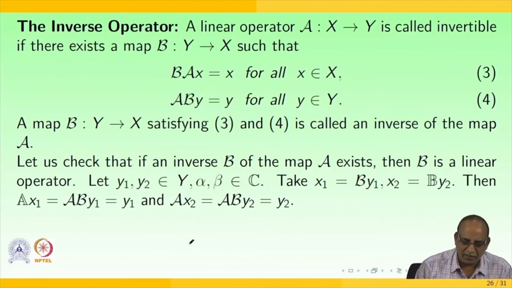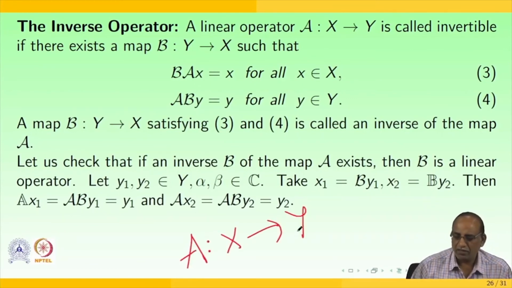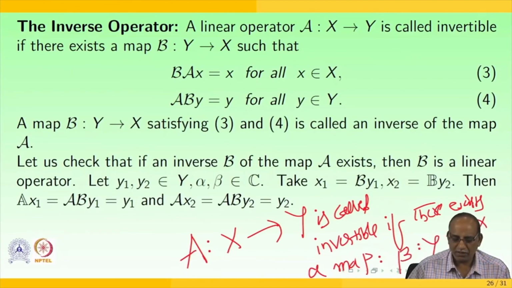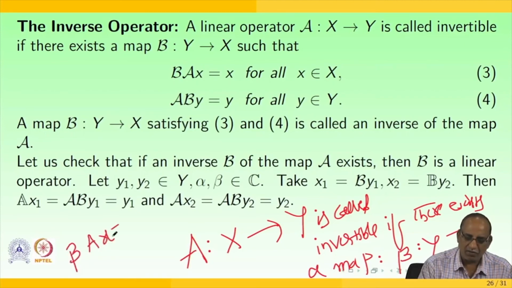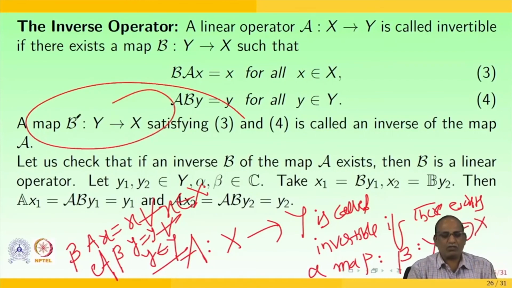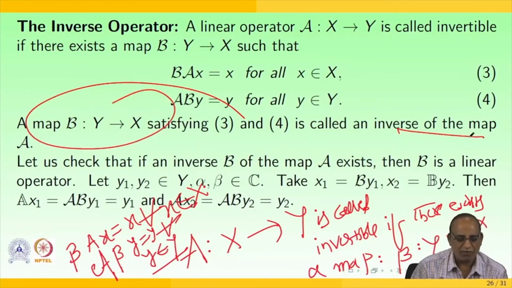The inverse operator: a linear operator A from X to Y is called invertible if there exists a map B from Y to X such that B of Ax is equal to x for all x belonging to capital X, and A of B of y is equal to y for all y belonging to capital Y. So this B from Y to X satisfying this is called an inverse map.